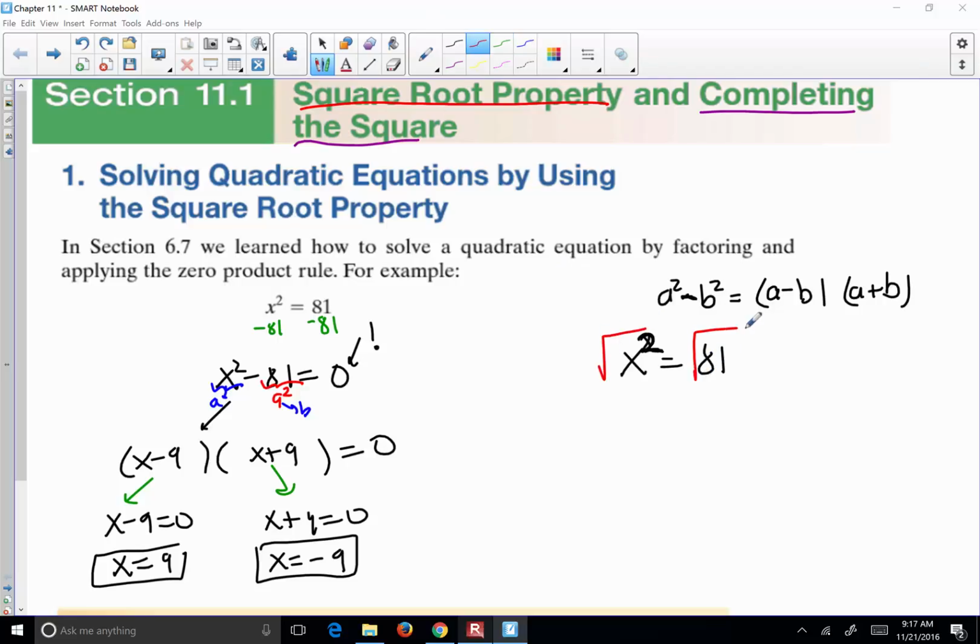You can bring a square root to both sides of the equation. However, you need to put plus and minus on the right side. The square and the square root cancel each other, and you get x out. And 81 is 9 squared, so it also cancels out, but you still have plus and minus 9. In other words, x equals 9, x equals minus 9.